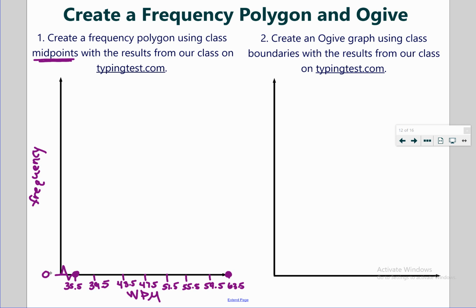4, 5, 5. Okay. So let's count up to 5. 1, 2, 3, 4, 5. Okay, and wherever the class midpoint for that class is, we're going to make a dot, and then we're going to connect the dots to create our polygon, our closed figure.